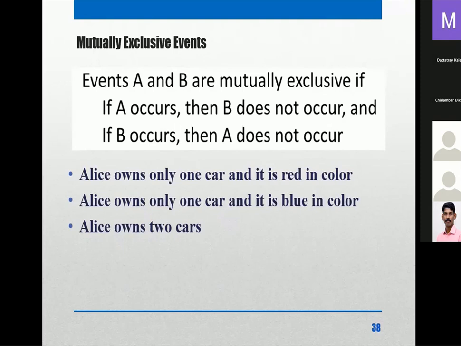Alice owns only one car and it is red. Alice owns only one car and it is blue. It is not possible that Alice has one car and that it is both red and blue. If Alice has two cars, then there is a possibility that one car is red and one car is blue.